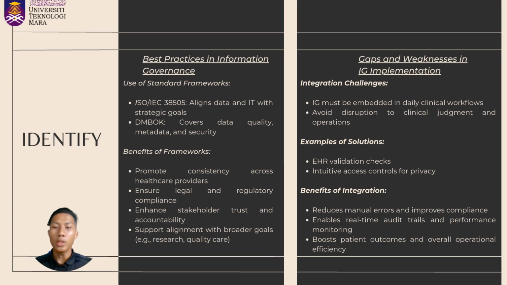Some practical solutions include adding validation checks to electronic health records and using simple secure access control to protect patient data. When information governance is well integrated, it helps reduce manual errors, improve staff compliance, and supports real-time tracking through audit trails. Overall, proper integration boosts both patient outcomes and the efficiency of the healthcare system.